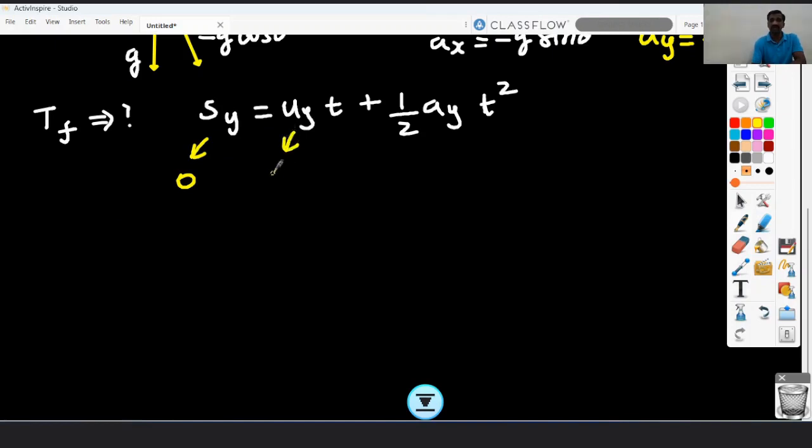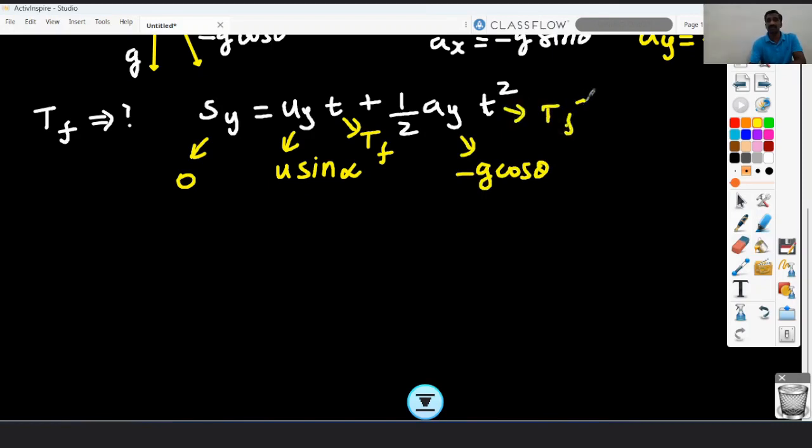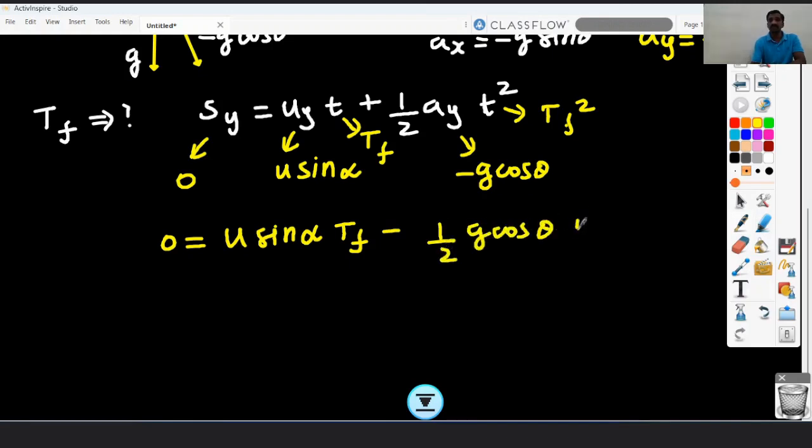And uy is nothing but the velocity component along the y direction, that is u sin alpha. The time of flight we are going to replace by tf, and ay is minus g cos theta. Here also tf square, so t is replaced by tf. Now since it is 0, we will substitute everything in the equation: u sin alpha tf minus 1 by 2 g cos theta into tf square. Gravity value is minus, so minus is coming here.